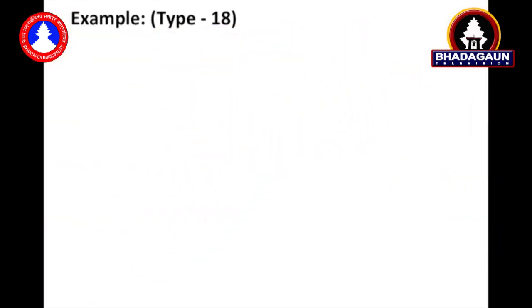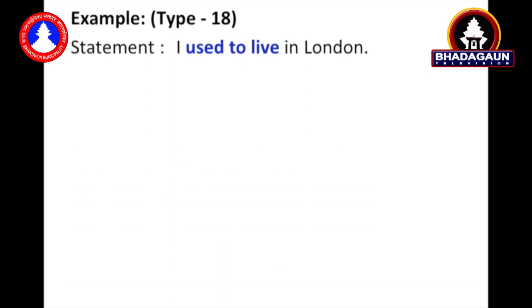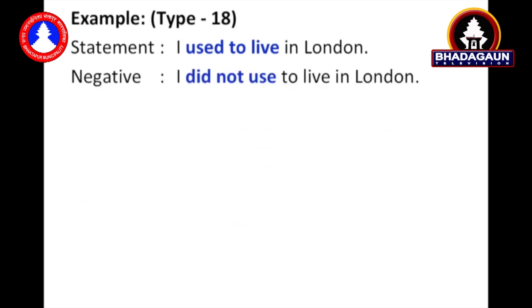Dear students, now the example used to. The statement goes like this. I used to live in London. And the sentence is a little bit different from the previous example. Now here we have used to, that is used to plus V1. Used to is a modal auxiliary, but not used with used to. And this is in the past form, so did is used here.